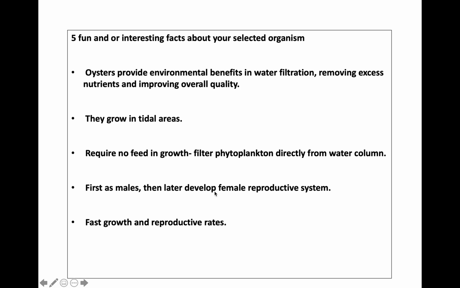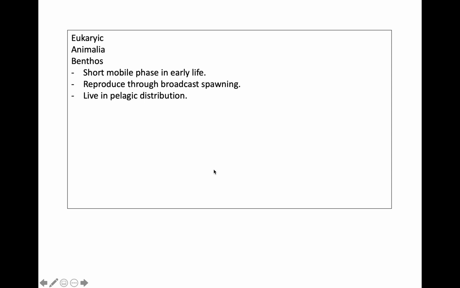In the early stages of life, they first start off as males and then later develop a female reproductive system, and they have fast growth and reproductive rates as well. They are eukaryotic in nature. As I said, they belong to the Animalia kingdom, and they belong to the benthos category too. They have a very short mobile phase in early life, but other than that, they sit pretty static in the rest of life, other than obviously being picked up and moved around and stuff like that.